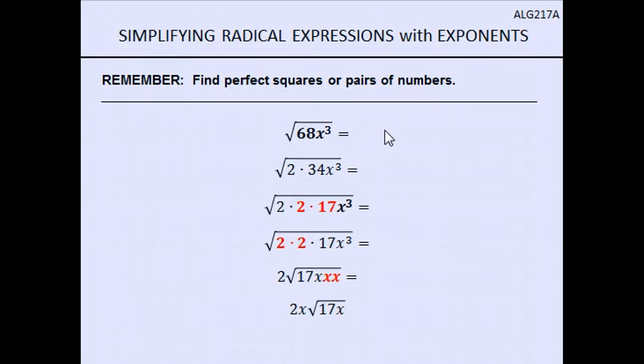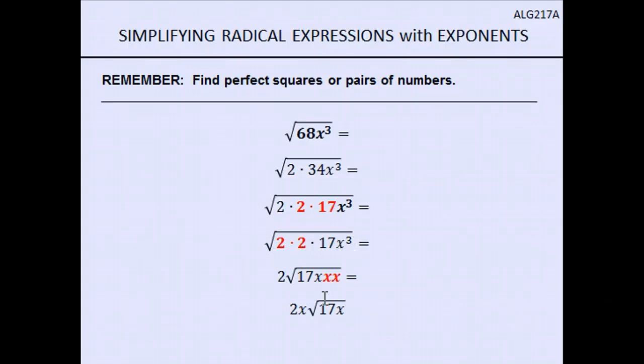Don't forget, when we have both numbers and variables, we're looking for pairs of everything everywhere. First, we will do the numbers. 68. 68 is 2 times 34. 34 we can break down to 2 times 17. So here we end up with, well, we still have our x cubed, which of course is 3 x's. So when we're looking at just our numbers first, we see that we have a pair of 2's here. We can take a 2 out and leave the 17 in.